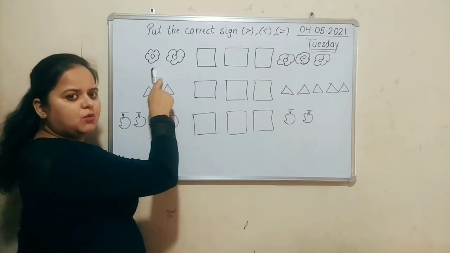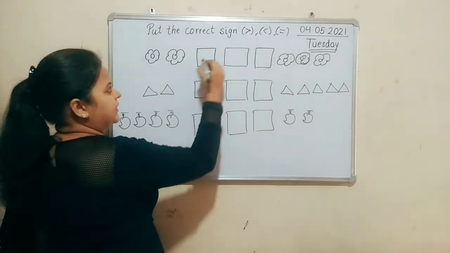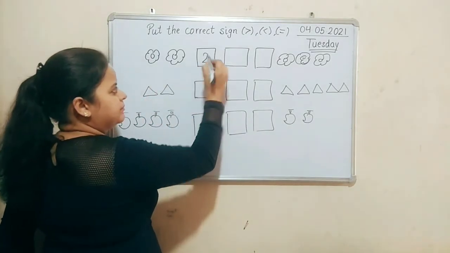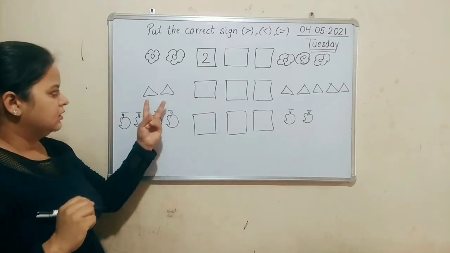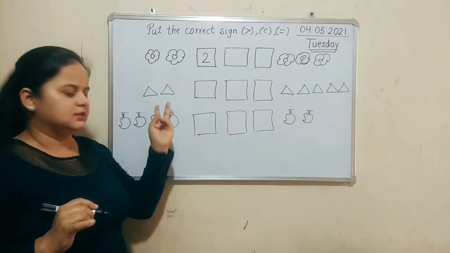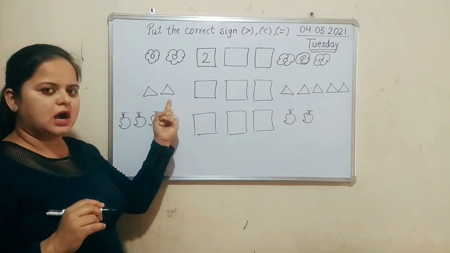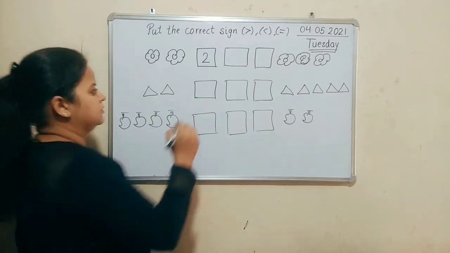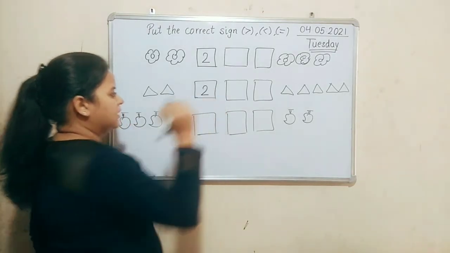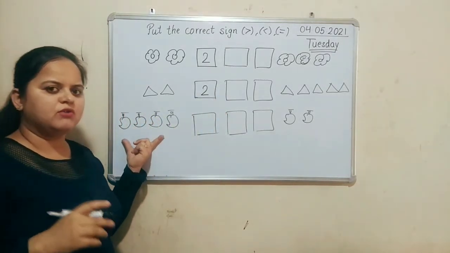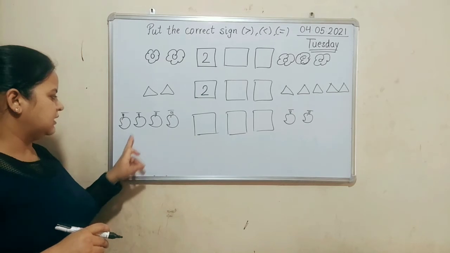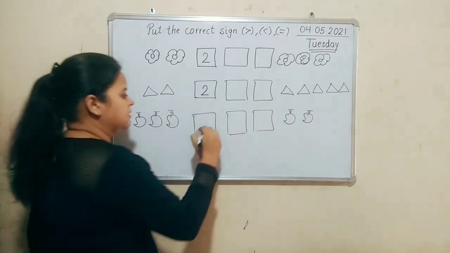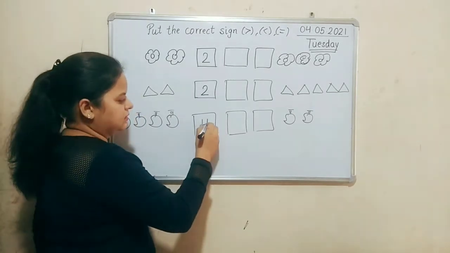So first of all, we will count these flowers. 1, 2. How many are these? 2. Very good. Here we will write the number like this. These are triangles. 1, 2. How many? 2. Here are the pictures of mangoes. 1, 2, 3, 4. 4 mangoes.